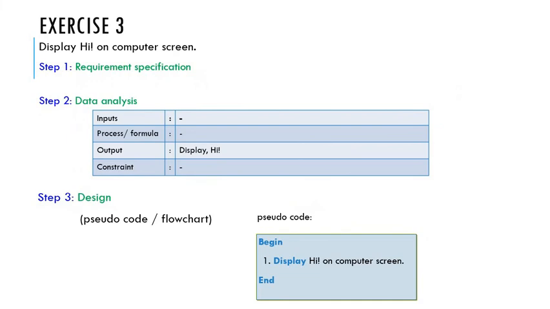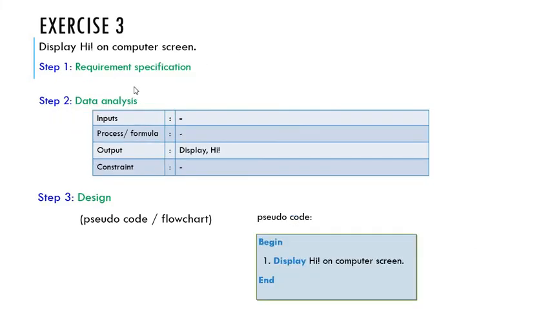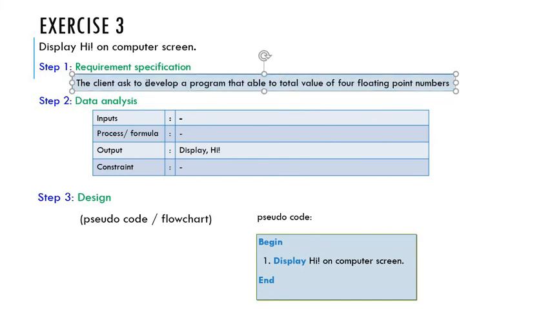Next is another example, exercise 3. The client asks you to display high on computer screen. Very simple problem. So for the requirement specification, you can make a statement: the client asks you to display high on the screen.